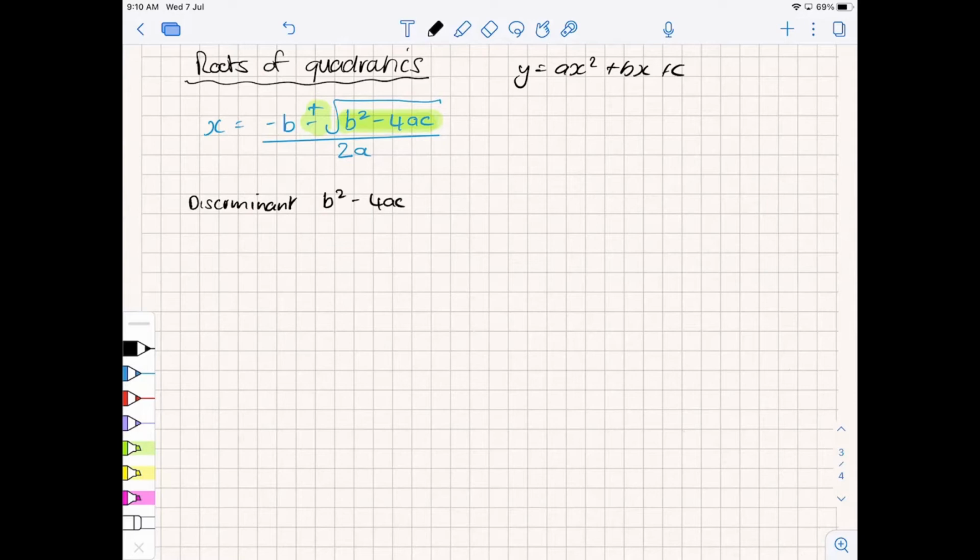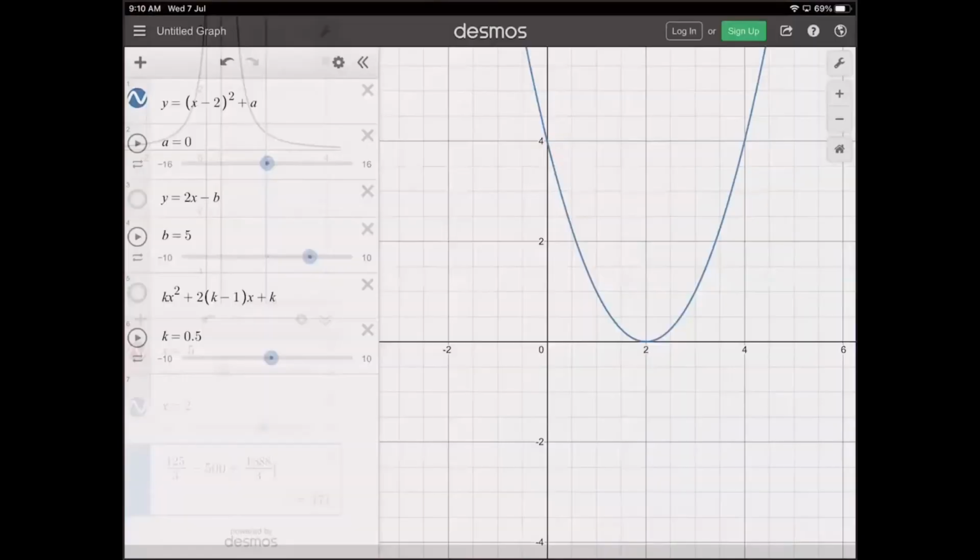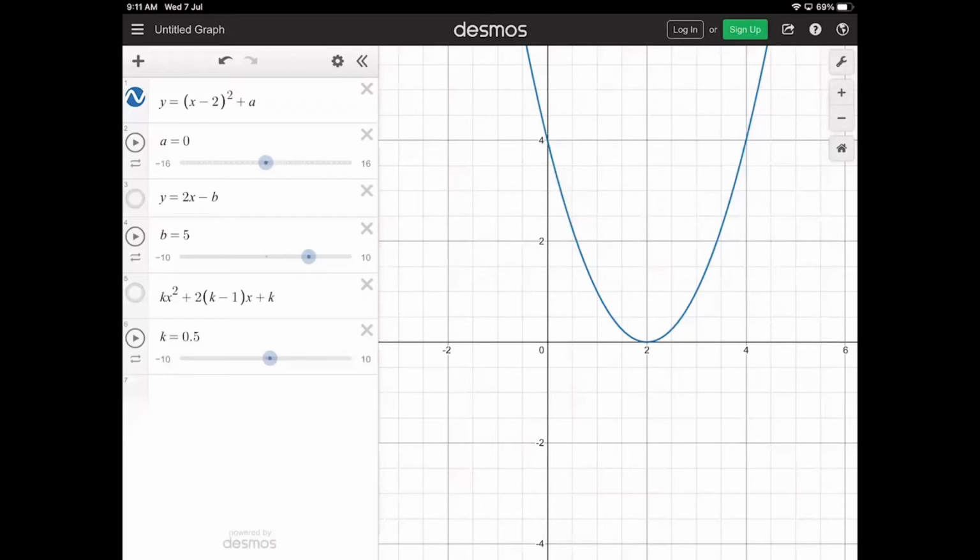Okay. So what I thought we would do is have a quick look at what's going on here when we're talking about what values of a can cause a graph to be positive, negative, or have solutions, one solution, no solutions.